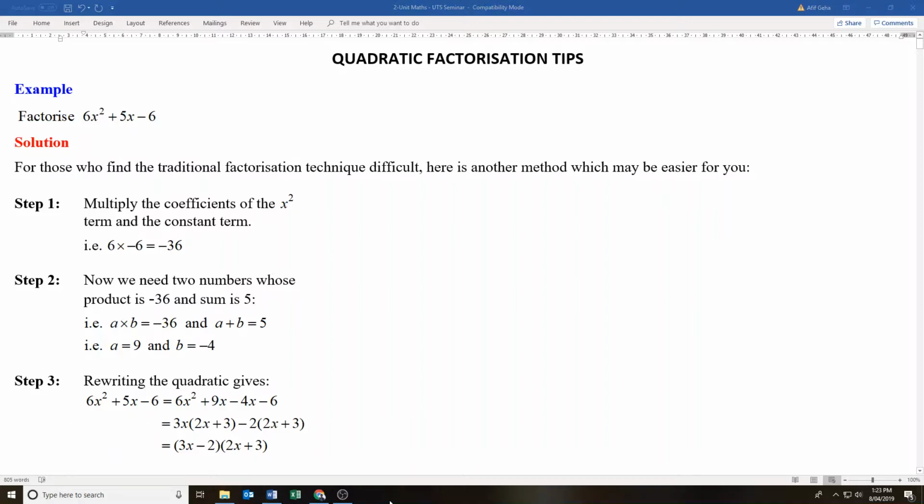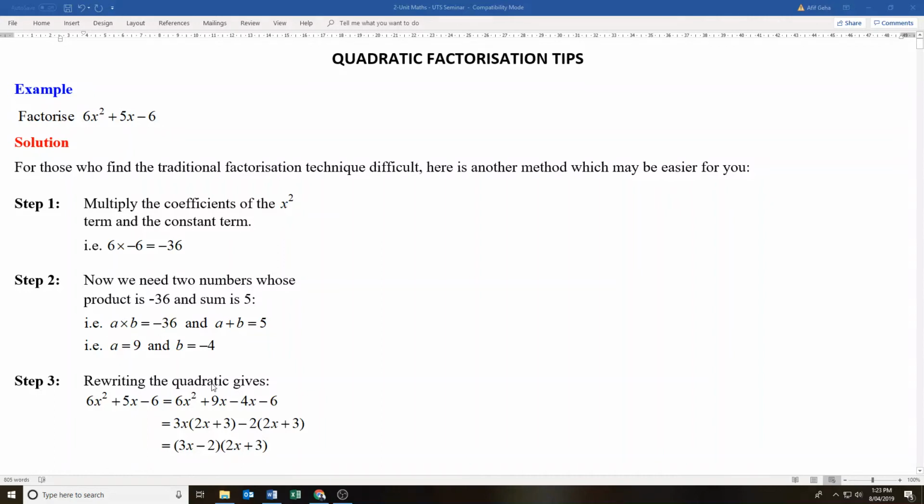We rewrite the quadratic expression 6x squared plus 5x minus 6 as 6x squared plus 9x minus 4x minus 6, and the 9x minus 4x come from step number 2, representing the 5x being re-expressed as 9x minus 4x.